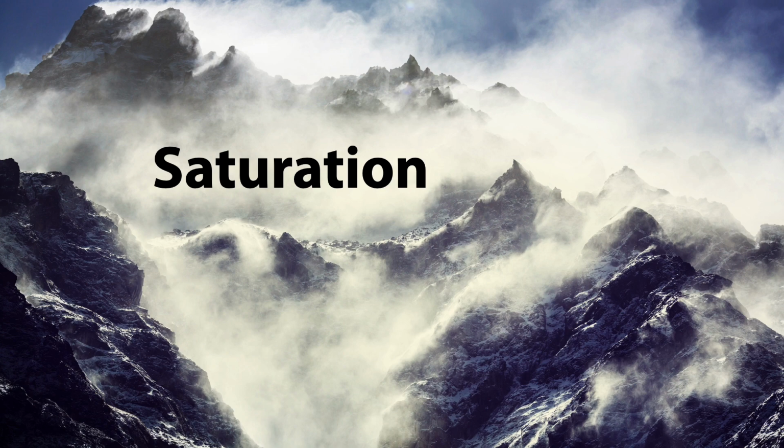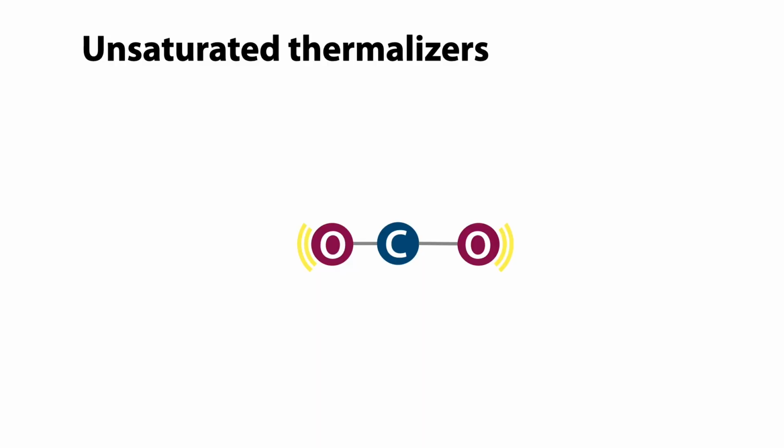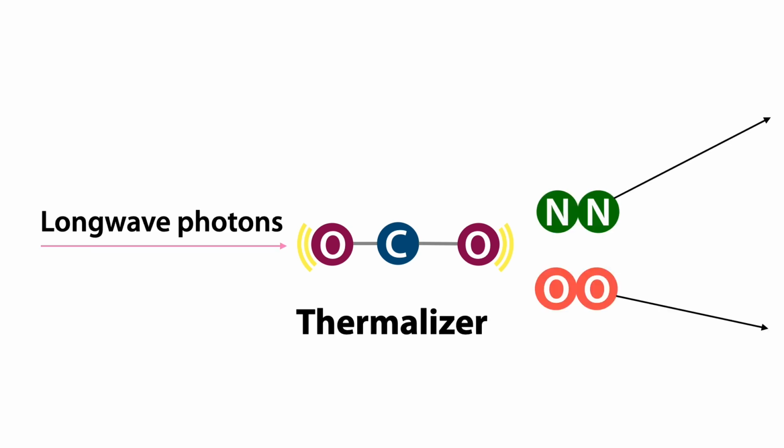Now, I want to explain a key concept: saturation. This greenhouse gas molecule is carbon dioxide. Think of it like a little machine that runs forever. The molecule can do three things. 1, it can thermalize long-wave energy, absorbing long-wave photons and kicking nearby air molecules away at higher speed, heating them up. It can do this billions of times per second.